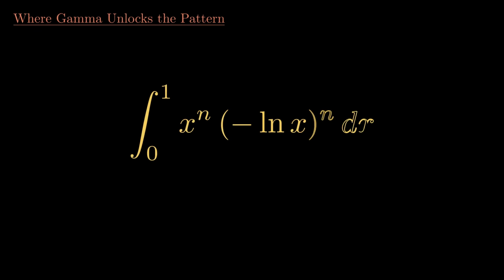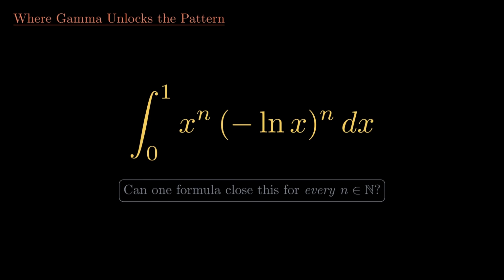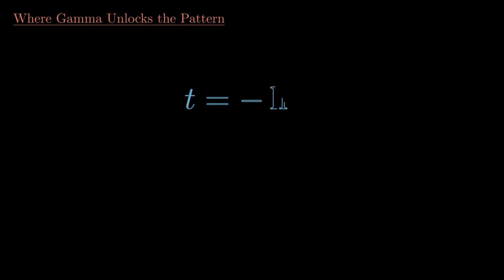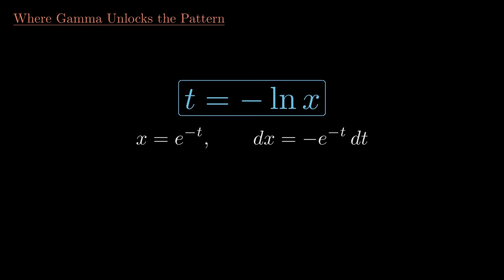We have now reduced the whole problem to a single family of integrals. The integral from 0 to 1 of x to the n times negative natural log x to the n dx. So the question becomes, can we evaluate this exactly for every n? The answer begins with one substitution. Let t equal negative natural log x. Then x becomes e to the negative t, and dx becomes negative e to the negative t dt.